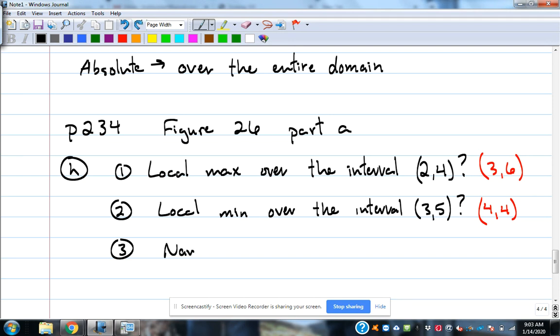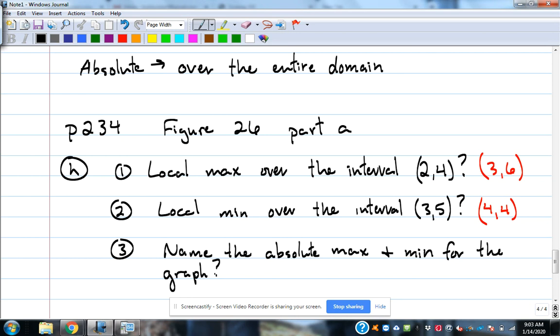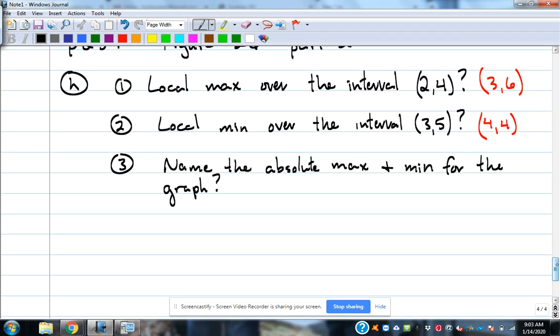Part 3, same problem, same picture. Name the absolute max and min for... Absolute means across the entire domain. What's the domain of that graph? 0 to 5, okay? So the x value of 0 to the x value of 5 is the domain. So let's look at what is the absolute maximum.